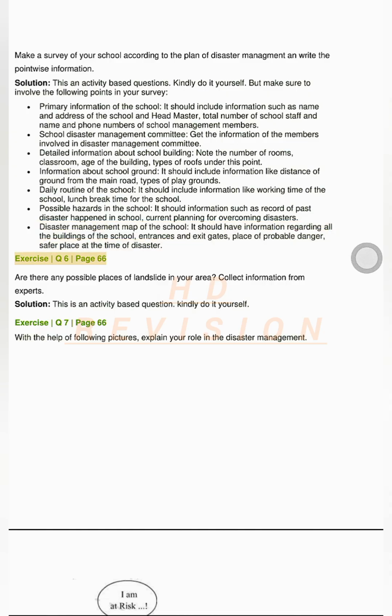Exercise Q6, page 66. Are there any possible places of landslide in your area? Collect information from experts. Solution. This is an activity-based question. Kindly do it yourself. Exercise Q7, page 66. With the help of the following pictures, explain your role in disaster management.